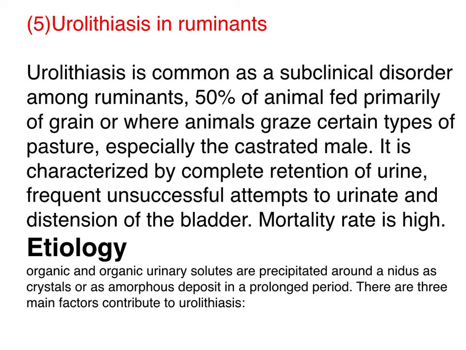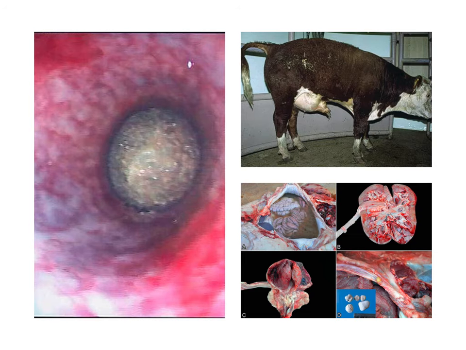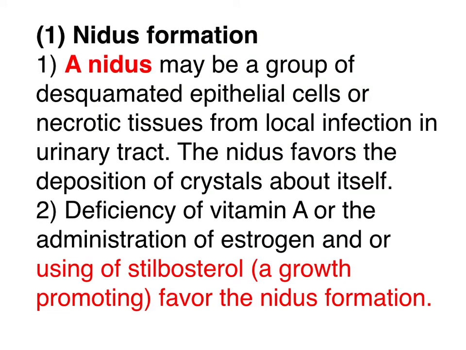As the amorphous deposit accumulates over a prolonged period, there are 3 main factors. هنالك 3 عوامل مهمة في تكوين الحصى. هذه هي الحصى في المثانة. هذا الذكر يعاني من انسداد في التبول نتيجة وجود حصبة، وهذه أيضا وجود الحصى بداخل الكلية وبداخل المجرى البولي. Nidus formation، هنالك 3 عوامل في الباثوجينيسيس. أول وحدة هي النيدس فورميشن، تكون النواة.